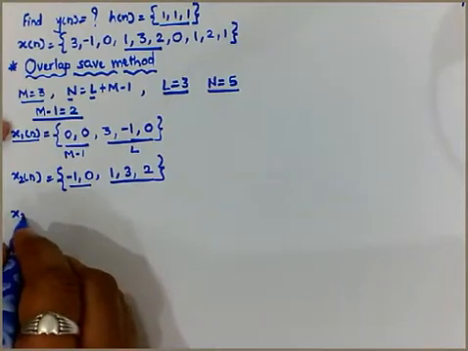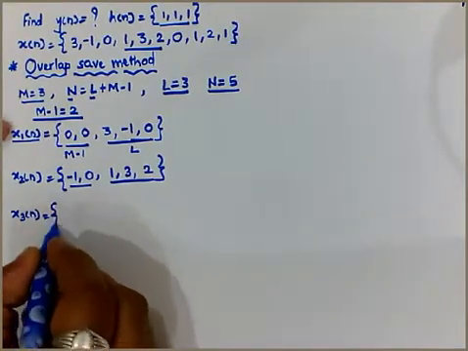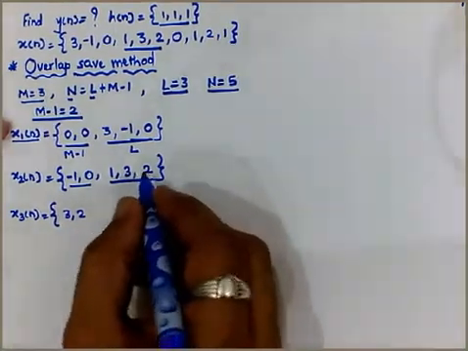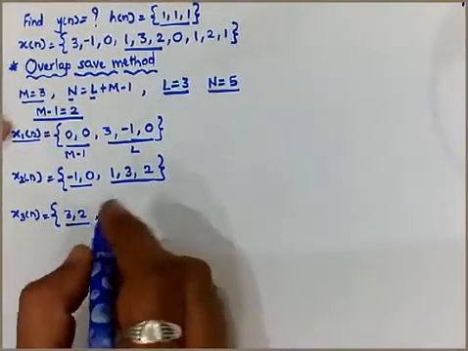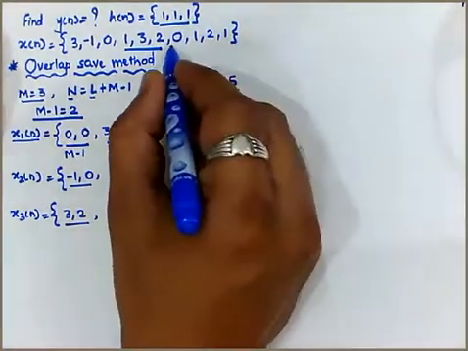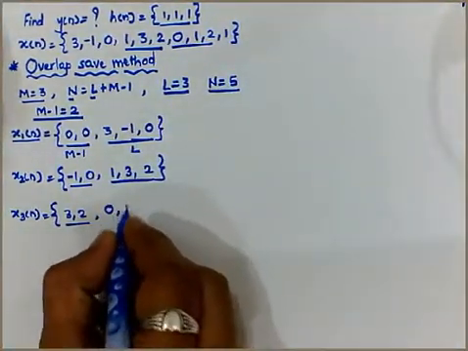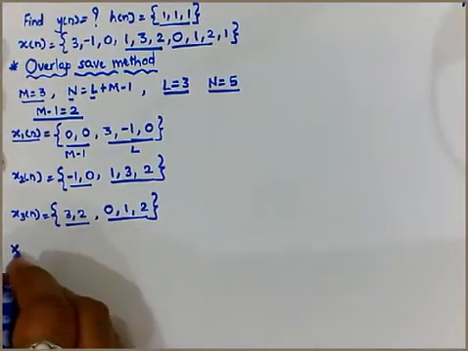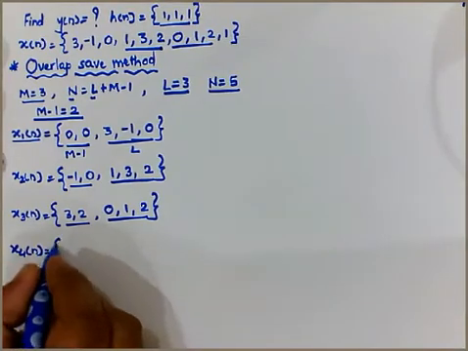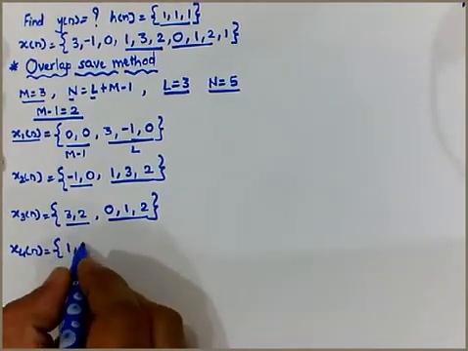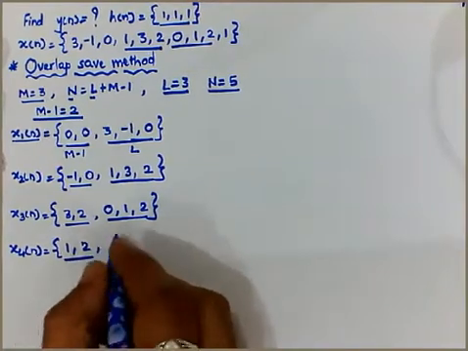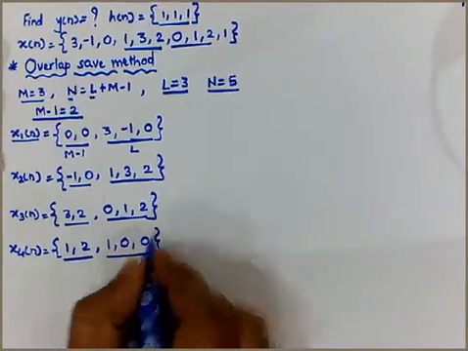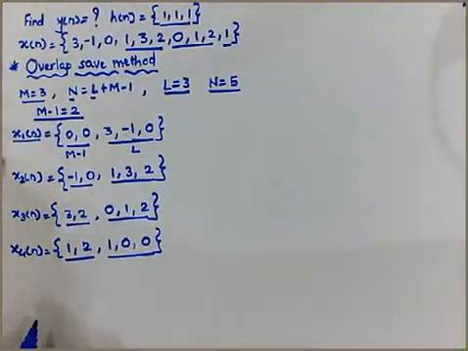After that, x3 of n will be prepared. Again M minus 1 means two values from x2, that is 3 and 2. The last two values we need to just write here, and the next values, that is 0 1 2, will be written here. Similarly, the next sequence x4 of n is nothing but 1 2, the last two values taken. Next we need to append zeros because the sequence ends at 1.